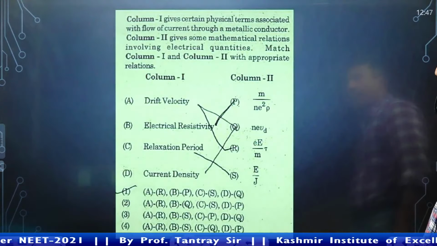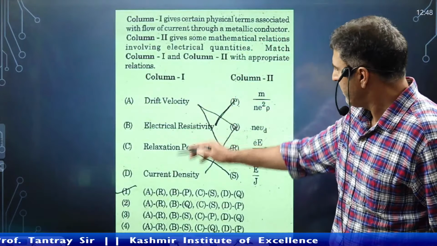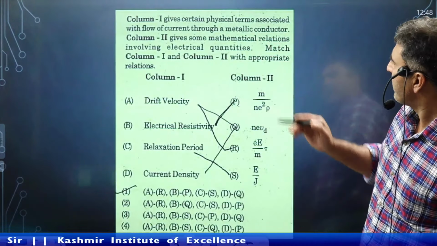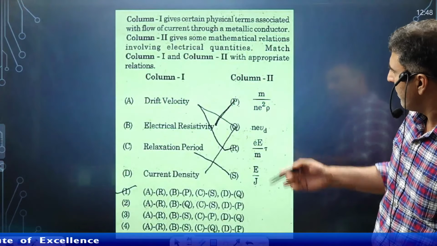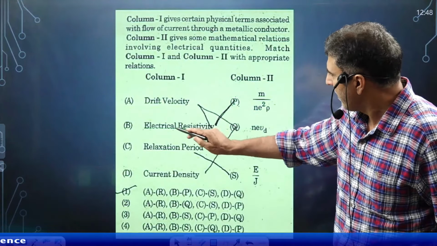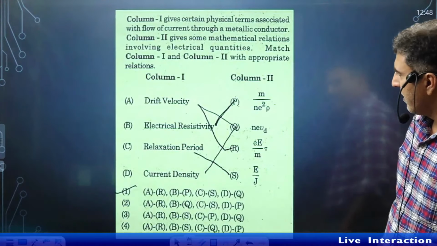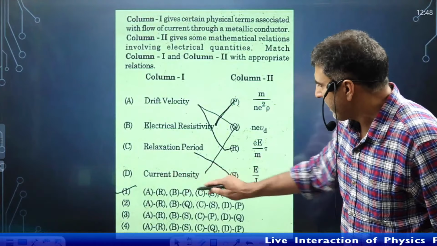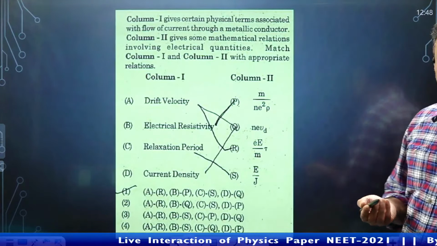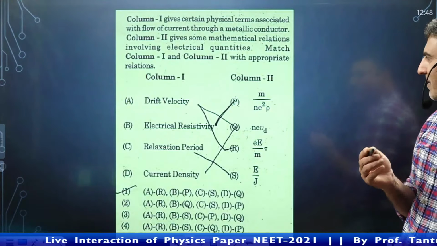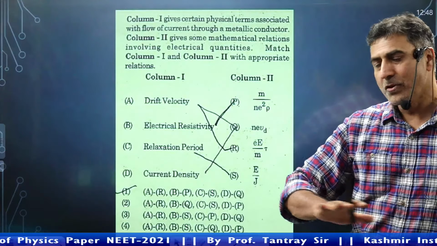Now the question. Column 1 gives certain physical terms, and column 2 gives the equations. So we have to compare: what is the equation for drift velocity? What's the equation for electrical resistivity? What's the equation for relaxation period? And what is the equation for current density? We don't have to bother here to derive the equations. We have to know the base equations.